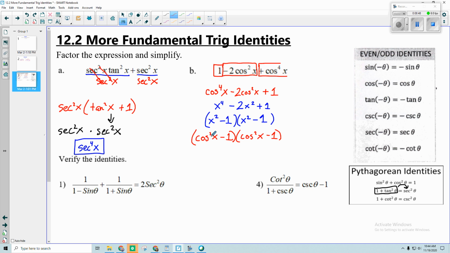So hopefully you recognize that since this is a trig function that's squared, I'm probably going to lean on the Pythagorean identities, specifically the one at the top here. So I'm actually going to write that up here. So I have sine squared x plus cosine squared x equals 1. How can I rewrite or manipulate this so that it looks like cosine squared x minus 1? So what I could do is subtract 1 from both sides. So then I have sine squared x plus cosine squared x minus 1.